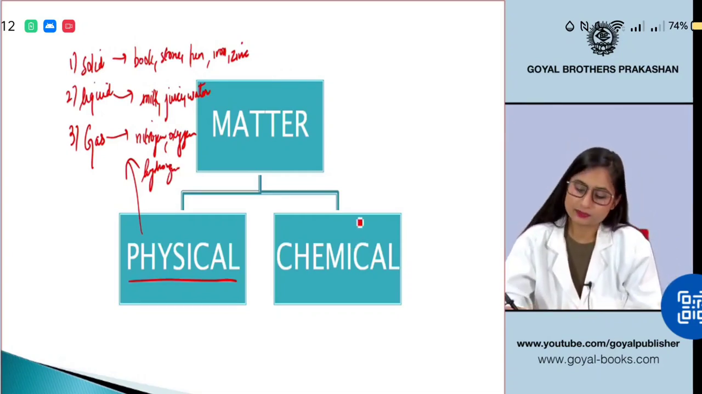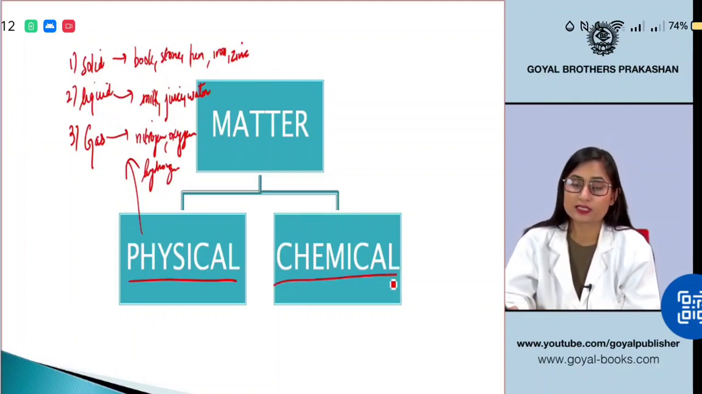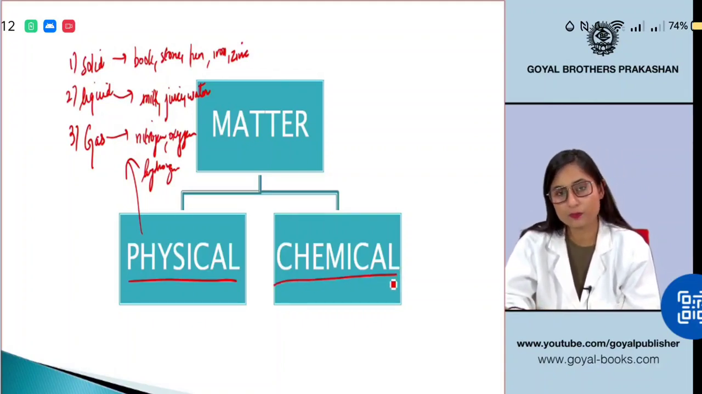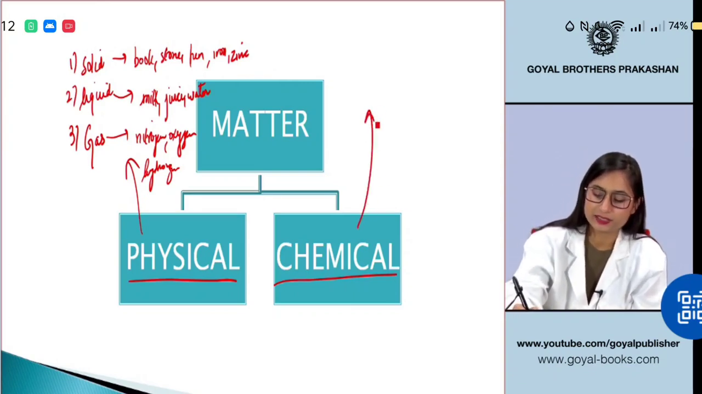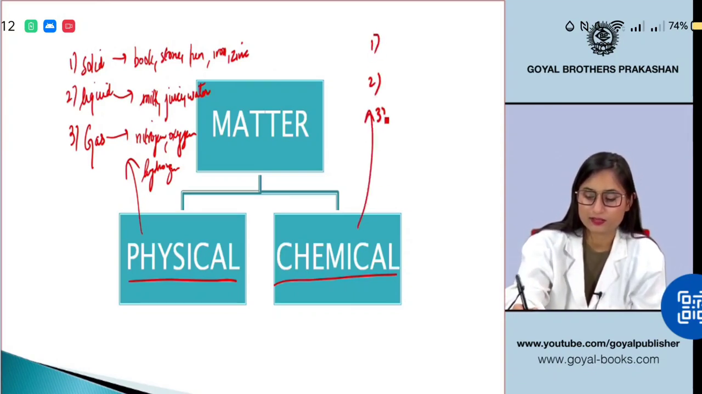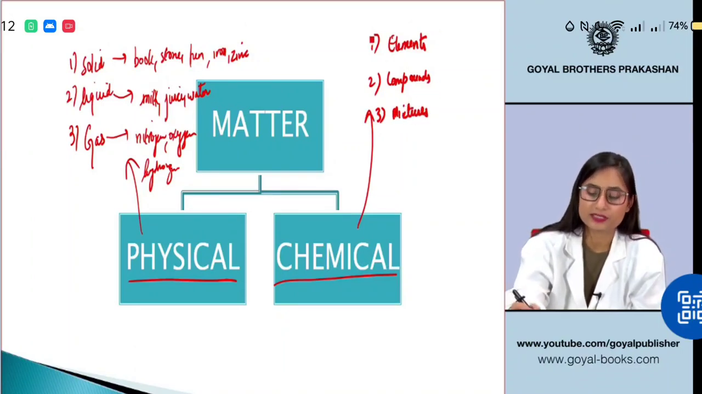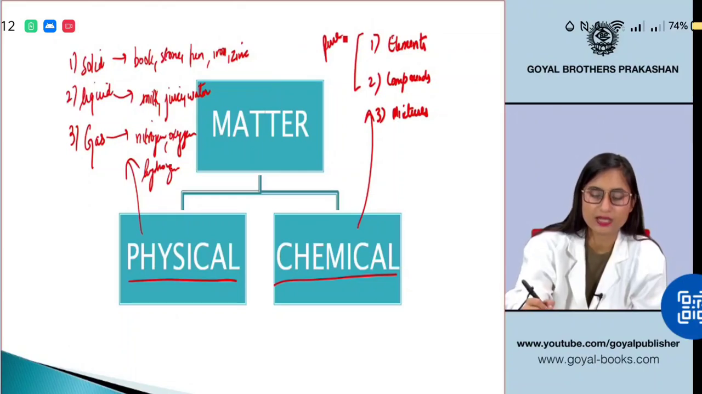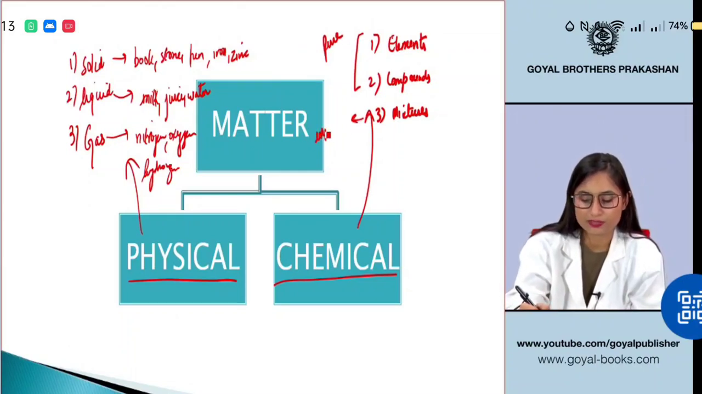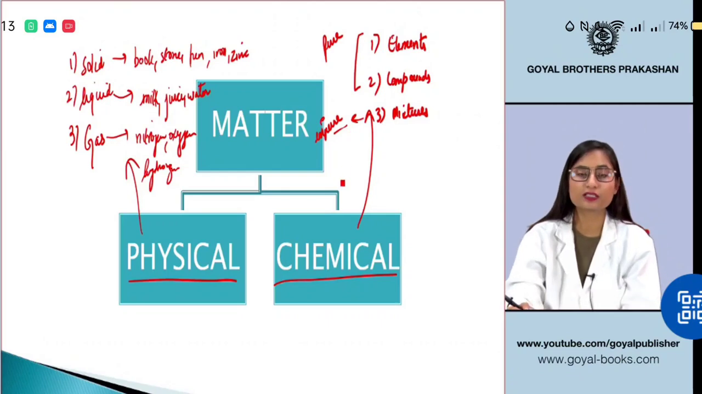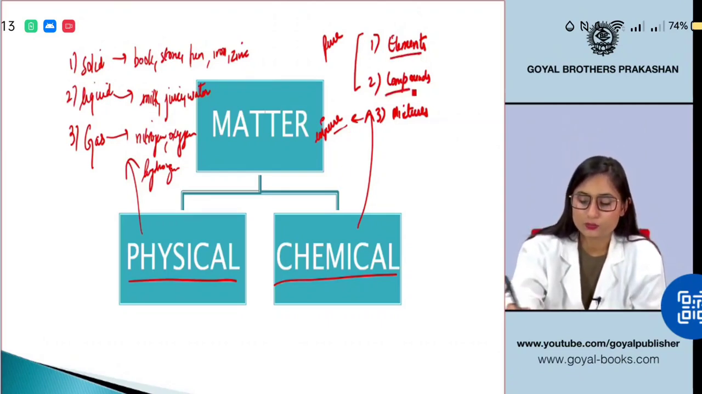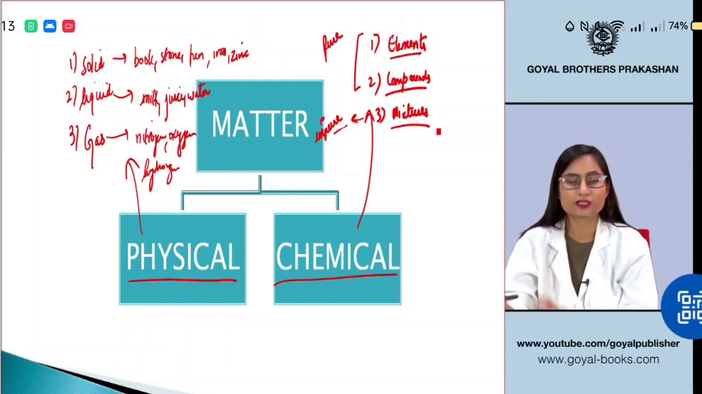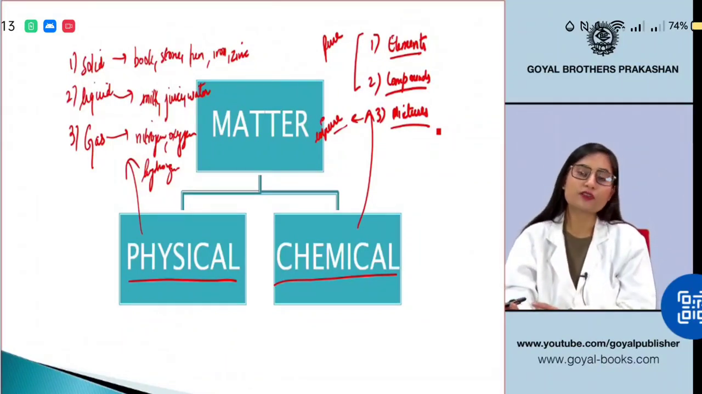For chemical classification, the properties we consider are chemical properties. So on the basis of chemical properties, we classify matter into three classes again: elements, compounds, and mixtures. Now elements and compounds both are pure forms of matter. Mixtures are the impure form of matter, which you will be studying in detail in higher classes. These are the two pure classes, and this is the impure class of the chemical classification of matter.